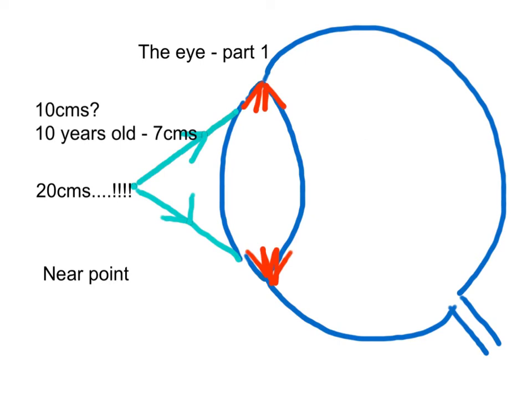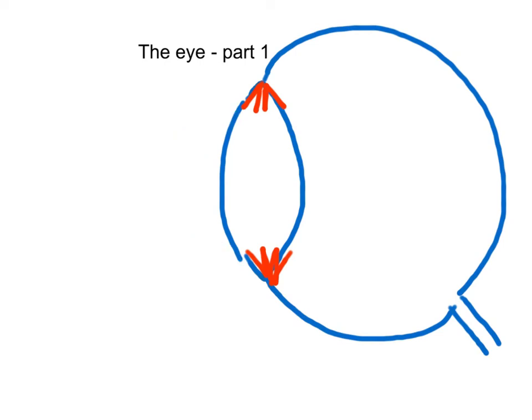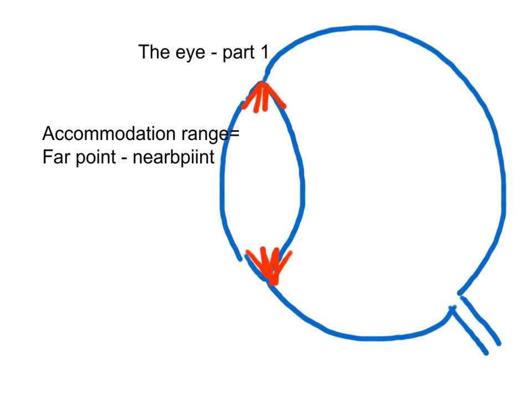Now, a definition that we use, let me just take some of these things away. So, a definition that we use is accommodation. Accommodation or accommodation range is essentially the distance between the far point and the near point. And that is said to be the accommodation range of the lens.